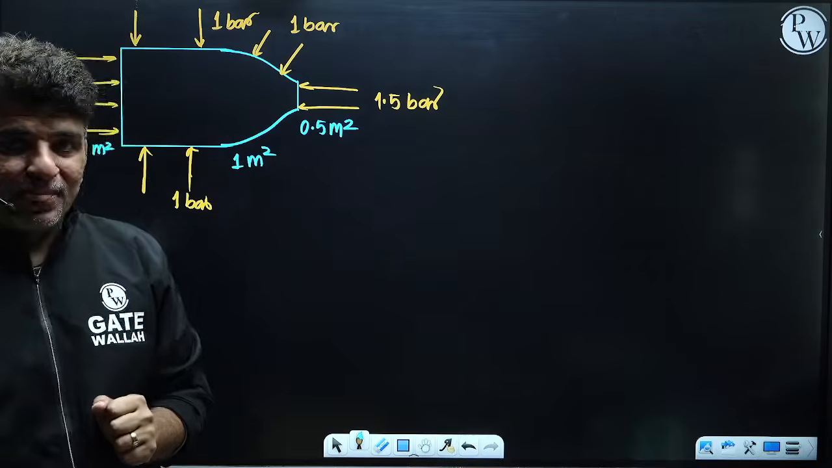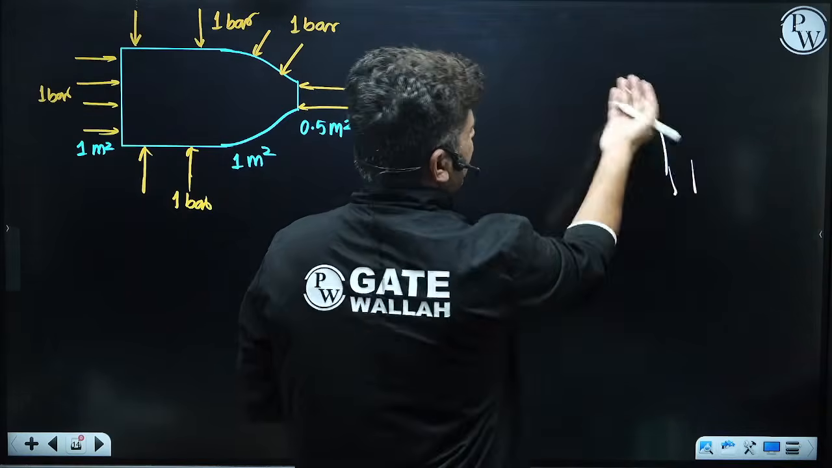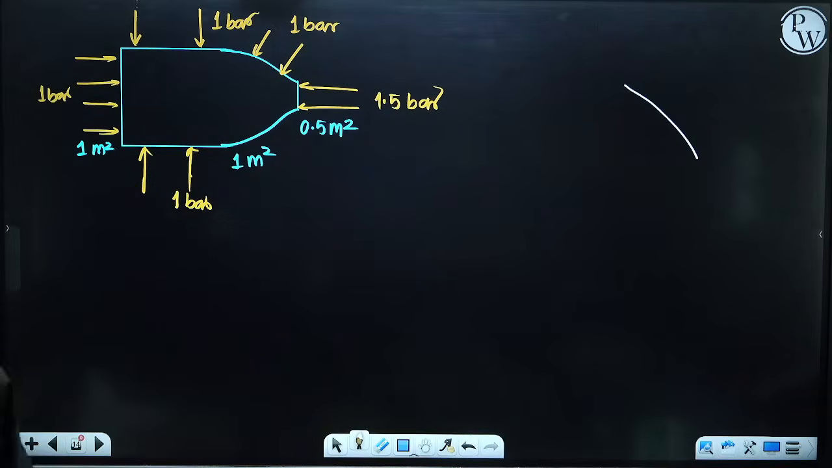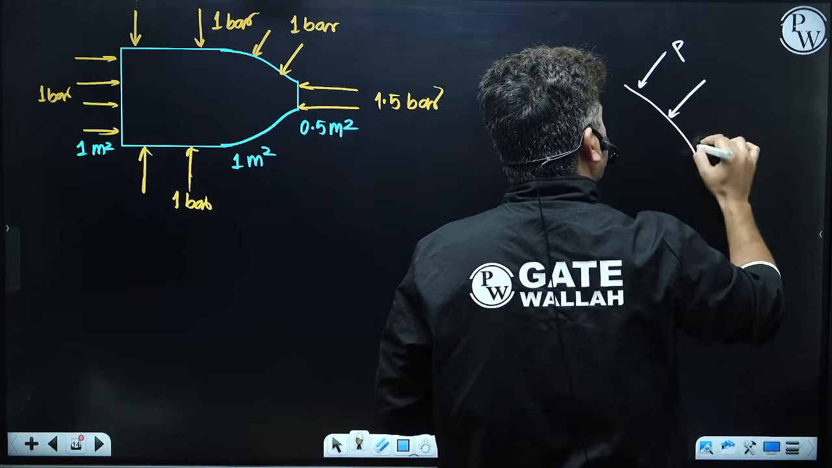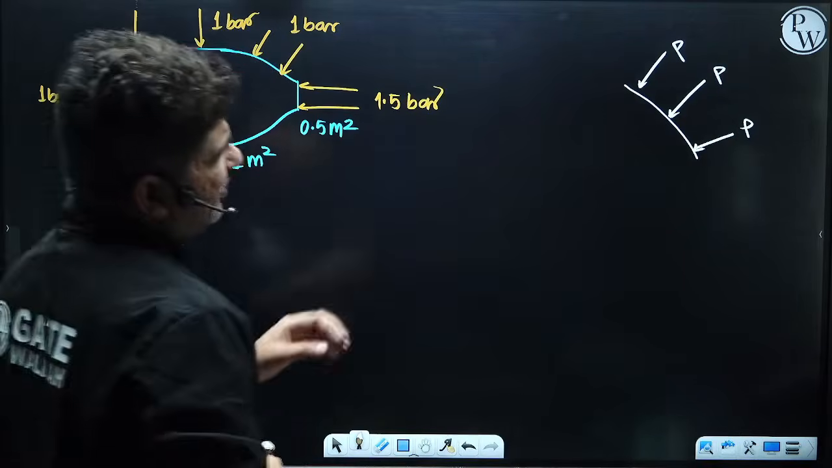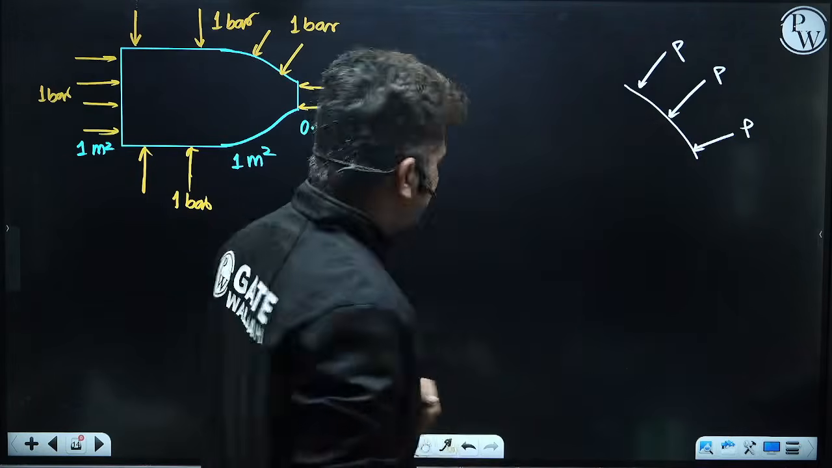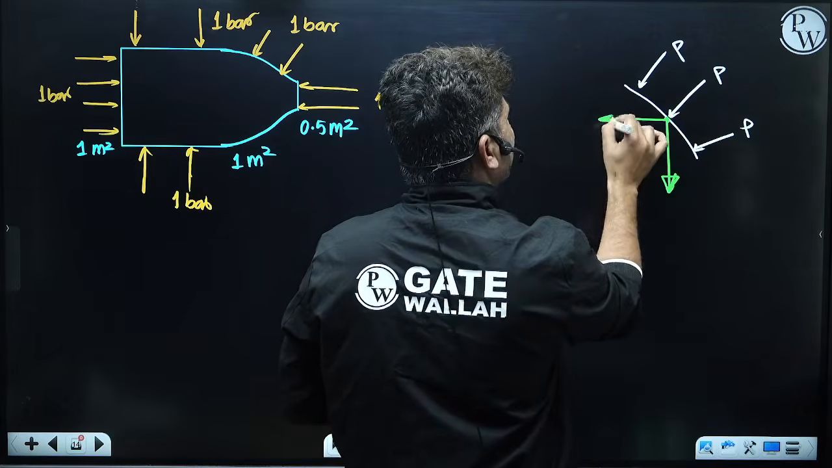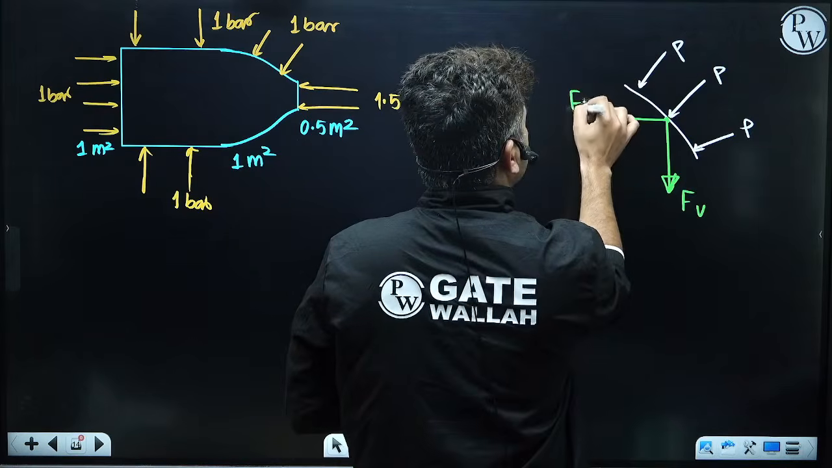Now, what will be the contribution of the different forces, or the pressures, which are acting over here? To understand this, first we have to understand how pressure acts on a curved surface. If there is a pressure acting on the curved surface, how do we resolve this pressure? So let's say there is a pressure P acting over here. In fluid mechanics, you will understand that this pressure can be resolved in horizontal and vertical directions. So there will be a force acting in the downward direction, and a force acting in the horizontal direction. This is force vertical, this is force horizontal.